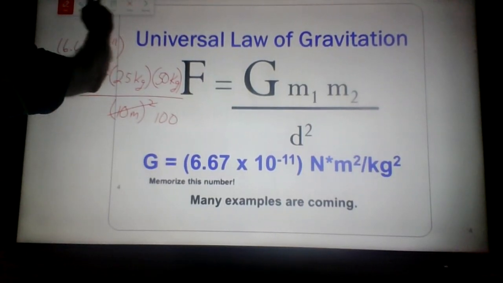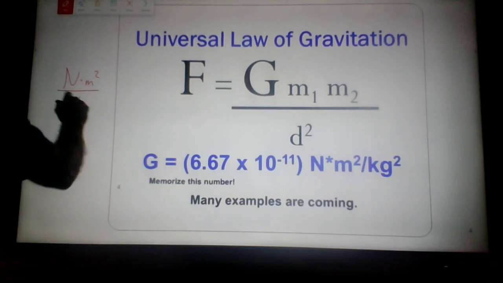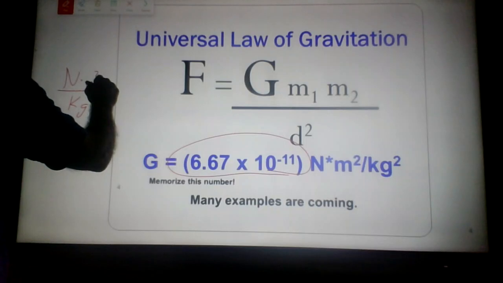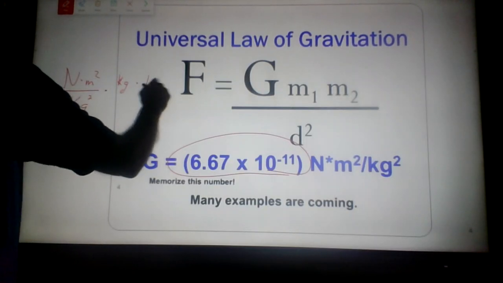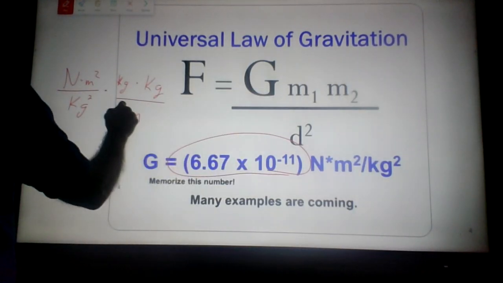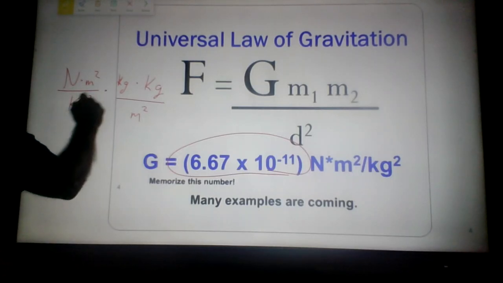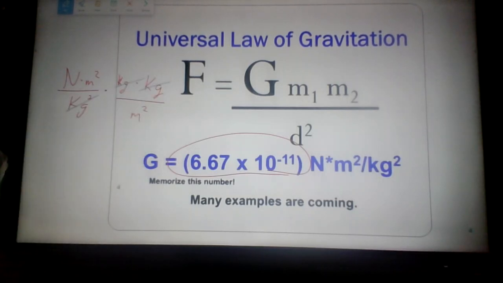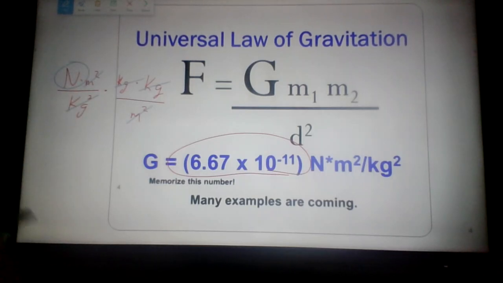Now, let's do this. We have Newton meters squared per kilogram squared. That's the unit for the gravitational constant. Then we're going to multiply by mass, which is kilograms, then another mass, second mass, 1 and 2, which is kilograms, and divide by a distance, which is meters. That ends up getting squared. Now, look what happens here. Kilograms squared cancels with kilograms twice there. Meters squared cancels with meters squared there, and look what's left, newtons.